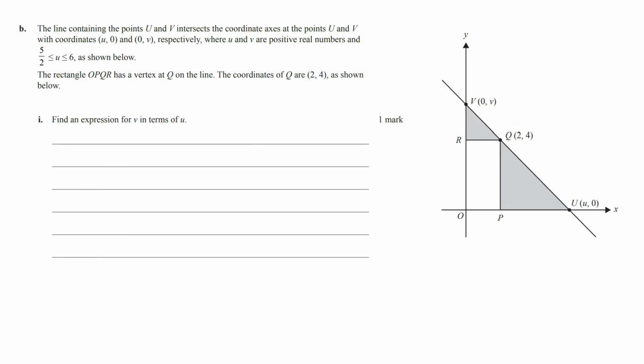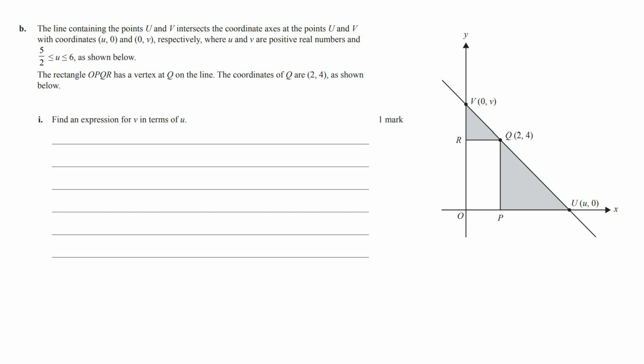The line containing the points U and V intersects the coordinate axes at the points U and V with coordinates (u, 0) and (0, v) respectively, where u and v are positive real numbers and u is between 5/2 and 6, as shown below. The rectangle OPQR has a vertex at Q on the line. The coordinates of Q are (2, 4) as shown below. Find an expression for v in terms of u.